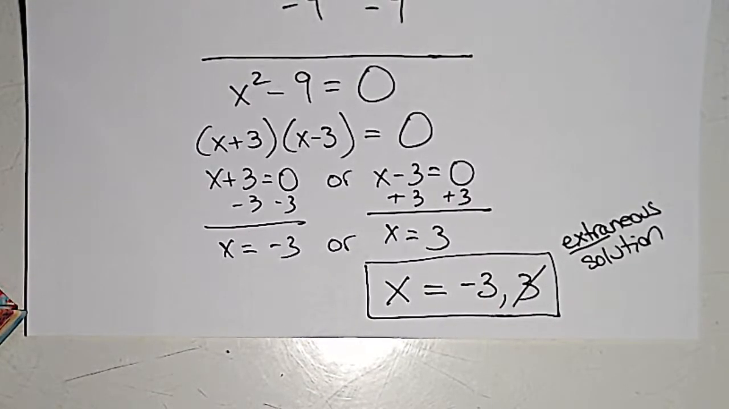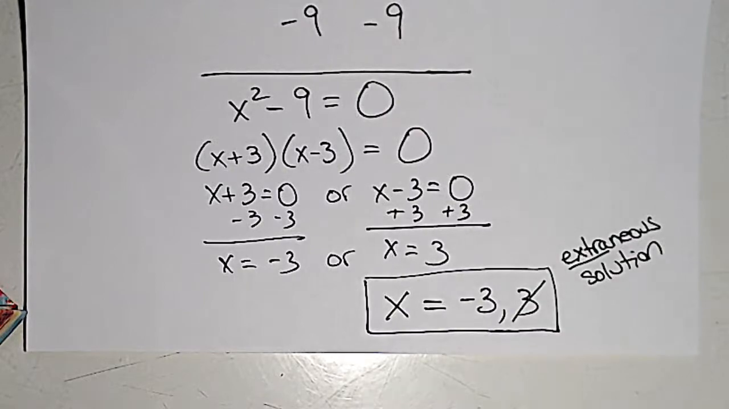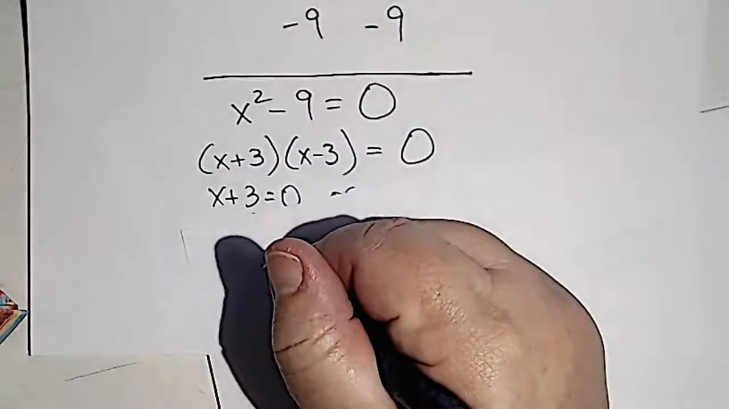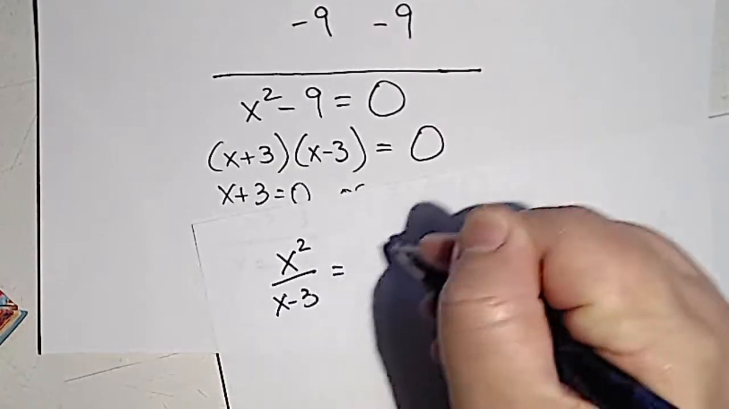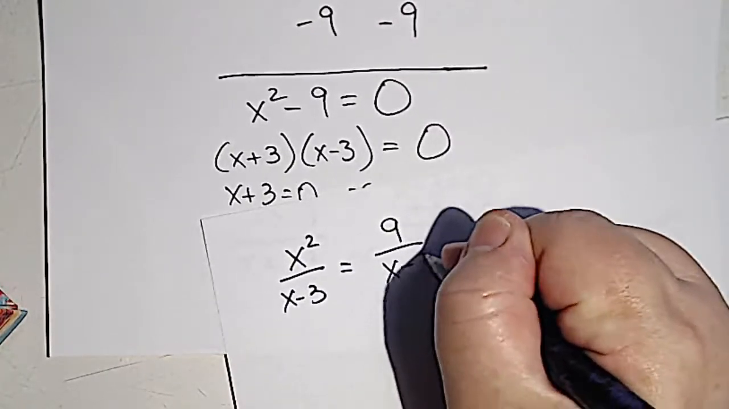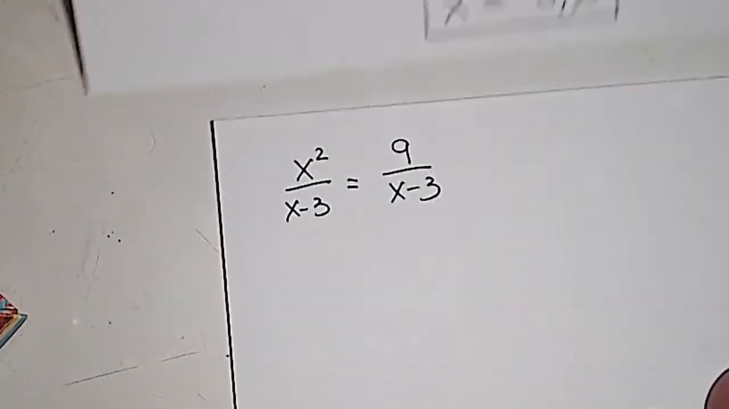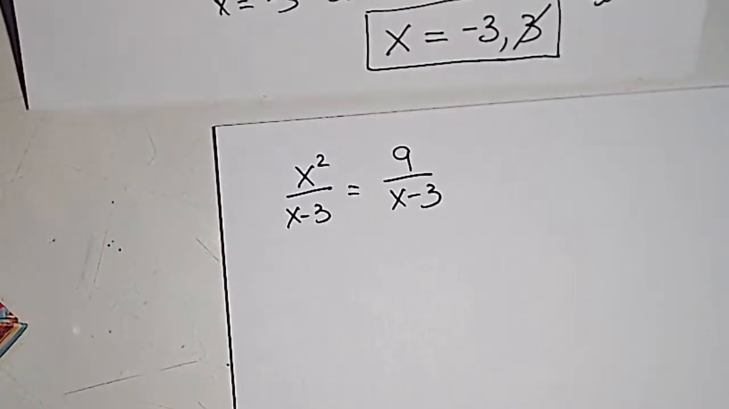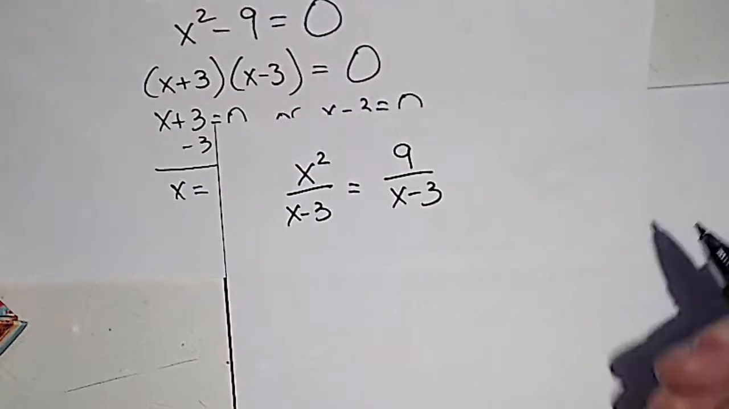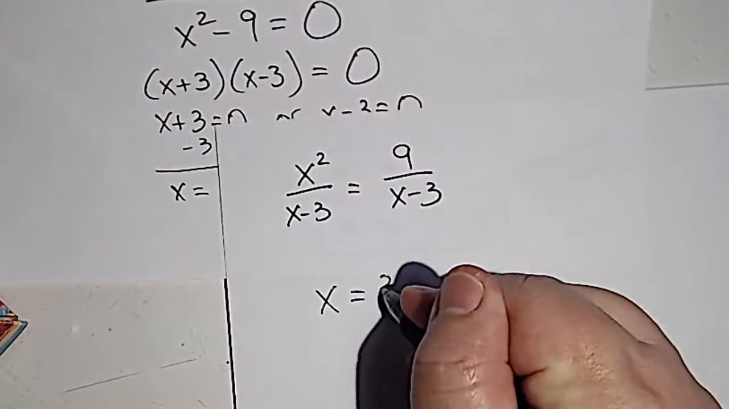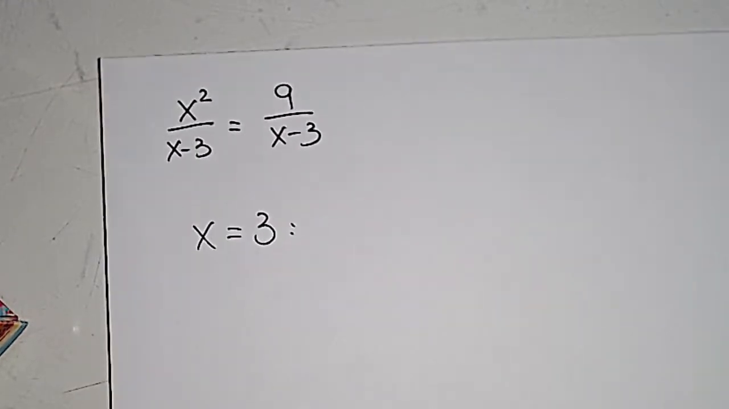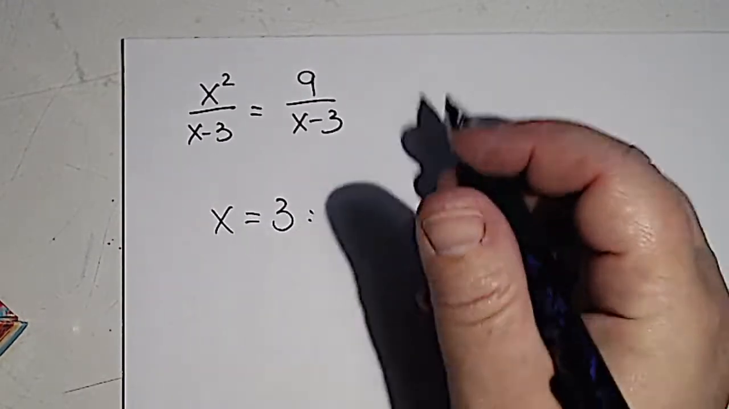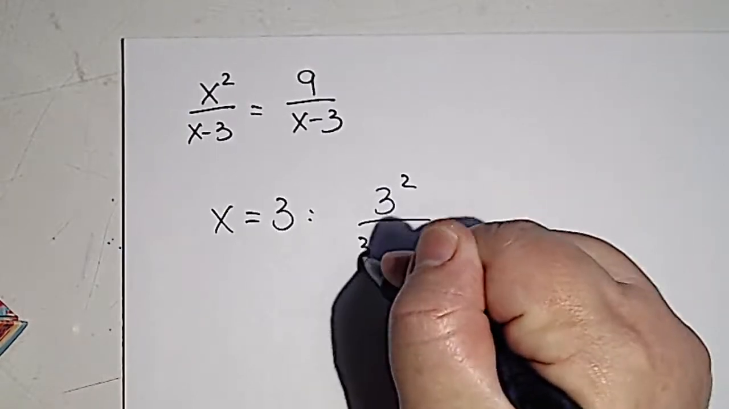So shall we check? It did say solve and check. So let's go ahead and check. x squared all over x minus 3 equals 9 over x minus 3. What are our two answers? x equals -3 or x equals 3. Honestly, we could check x equals 3 even if we didn't have the restriction. If we tried, we'd get 3 squared all over 3 minus 3.